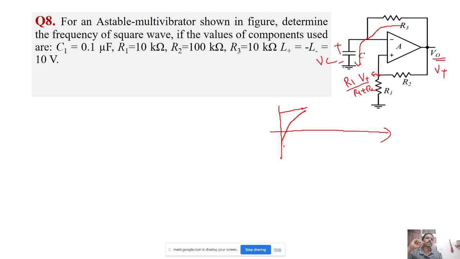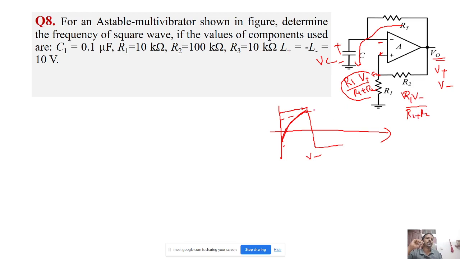So when VC crosses this voltage, the voltage at the minus or inverting terminal will be greater than the plus terminal. At that particular voltage, the output will suddenly change to V minus. So here this will be R1 into V minus by R1 plus R2.